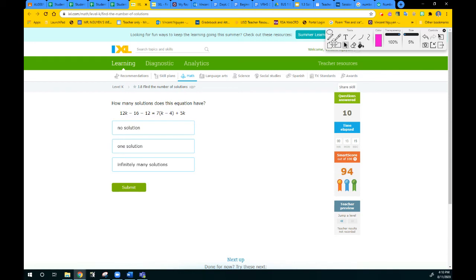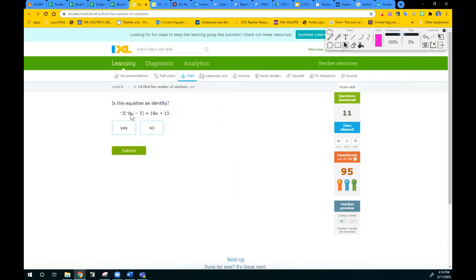How many solutions does this have? All right, well, let's check it out. This is 7, and that's 5, so that makes 12. So far I have 12K and 12K. I'm good, right? Now I got to check the number. This right here is negative 28, equals this right here is also negative 28 because 7 times negative 4 is negative 28. So this is a true statement. So if it's a true statement, I say it is infinitely many solutions. It's an identity, right? Submit.